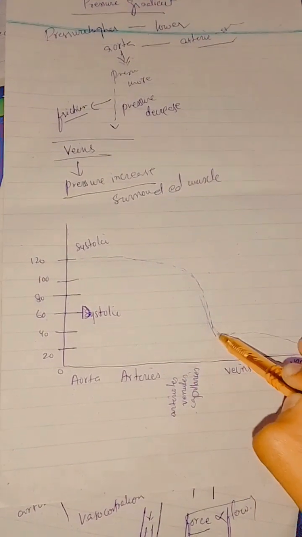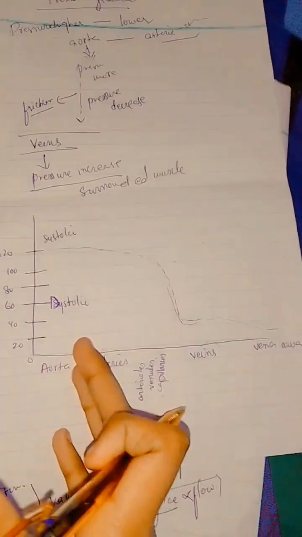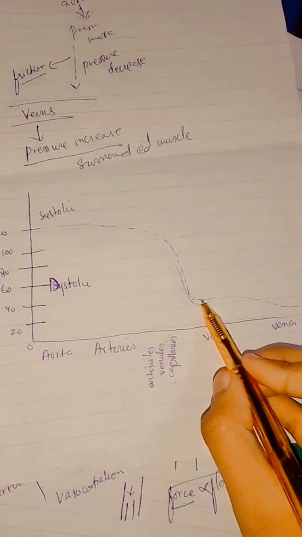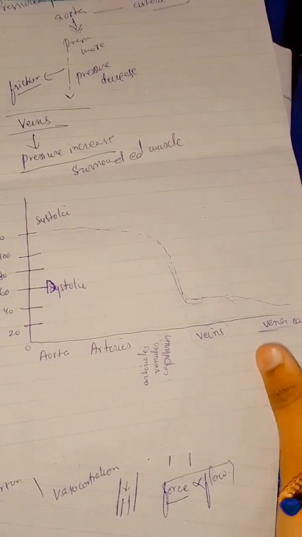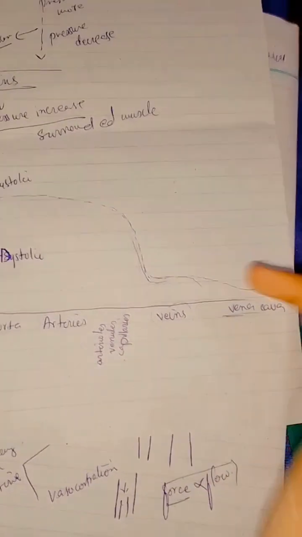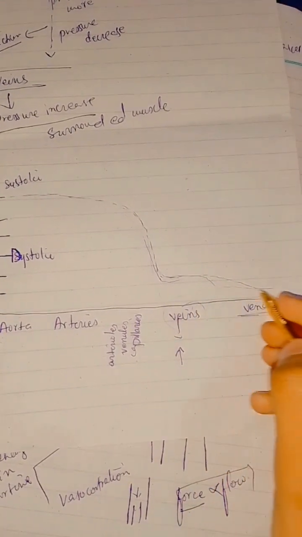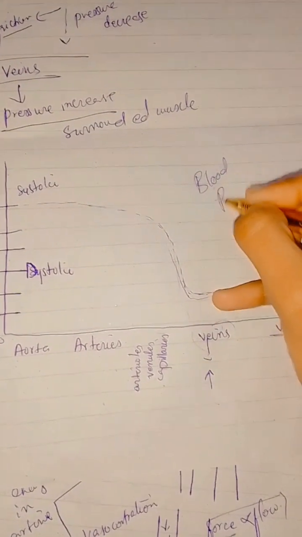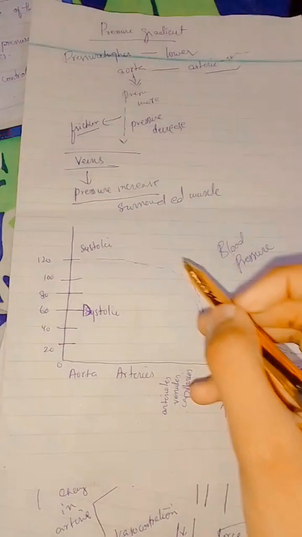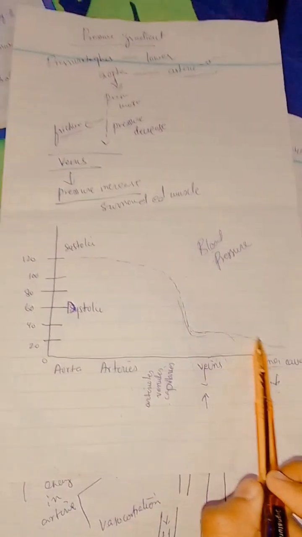After the capillaries, the pressure is generated again in the veins, not as much as in the aorta, but it is generated. Then the pressure reduces again when it reaches the vena cava. So the force decreases and the pressure decreases again. That is the graph of blood pressure, and we can understand that it is the pressure gradient as well, where the pressure moves from higher to lower.